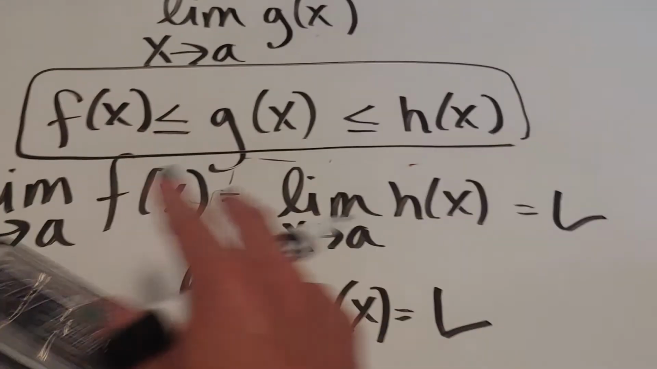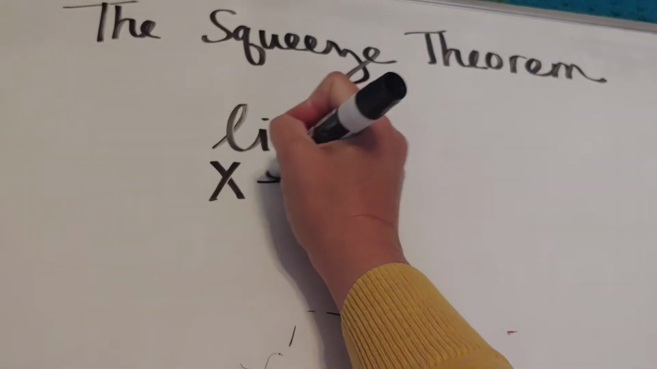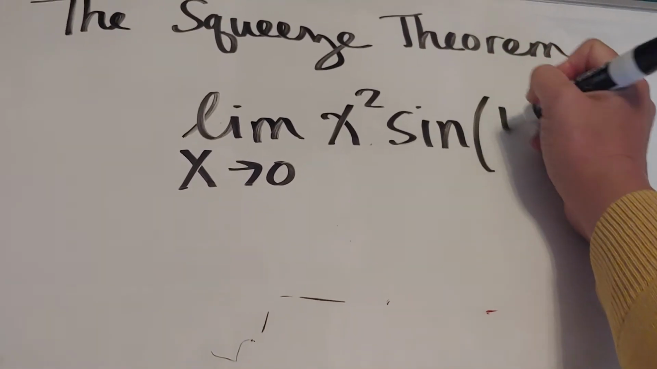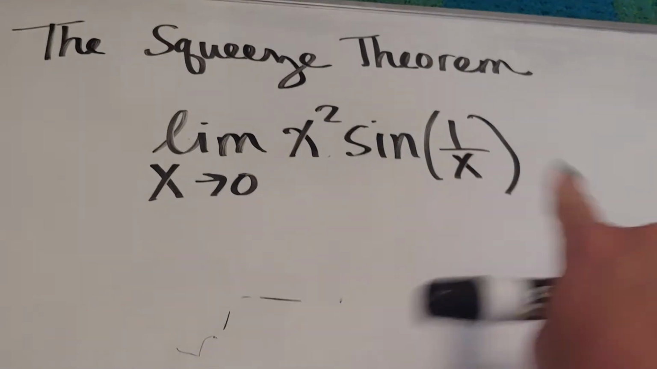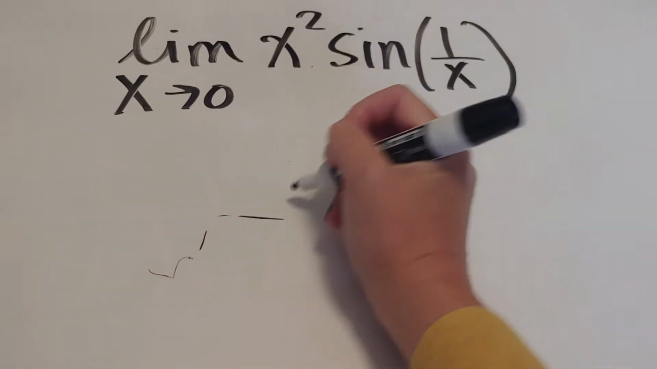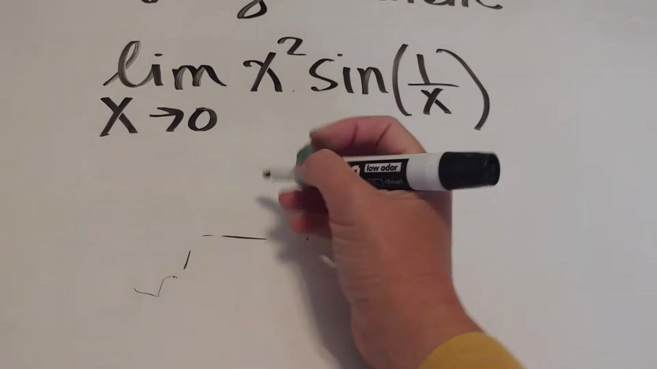However, in my notes, you will see that we want to figure out the limit as x approaches 0 of x squared sine of 1 over x. We're supposed to show that that thing's going to 0. So the first thing we're going to do is we need to squeeze this. We need to find an engine and a caboose.